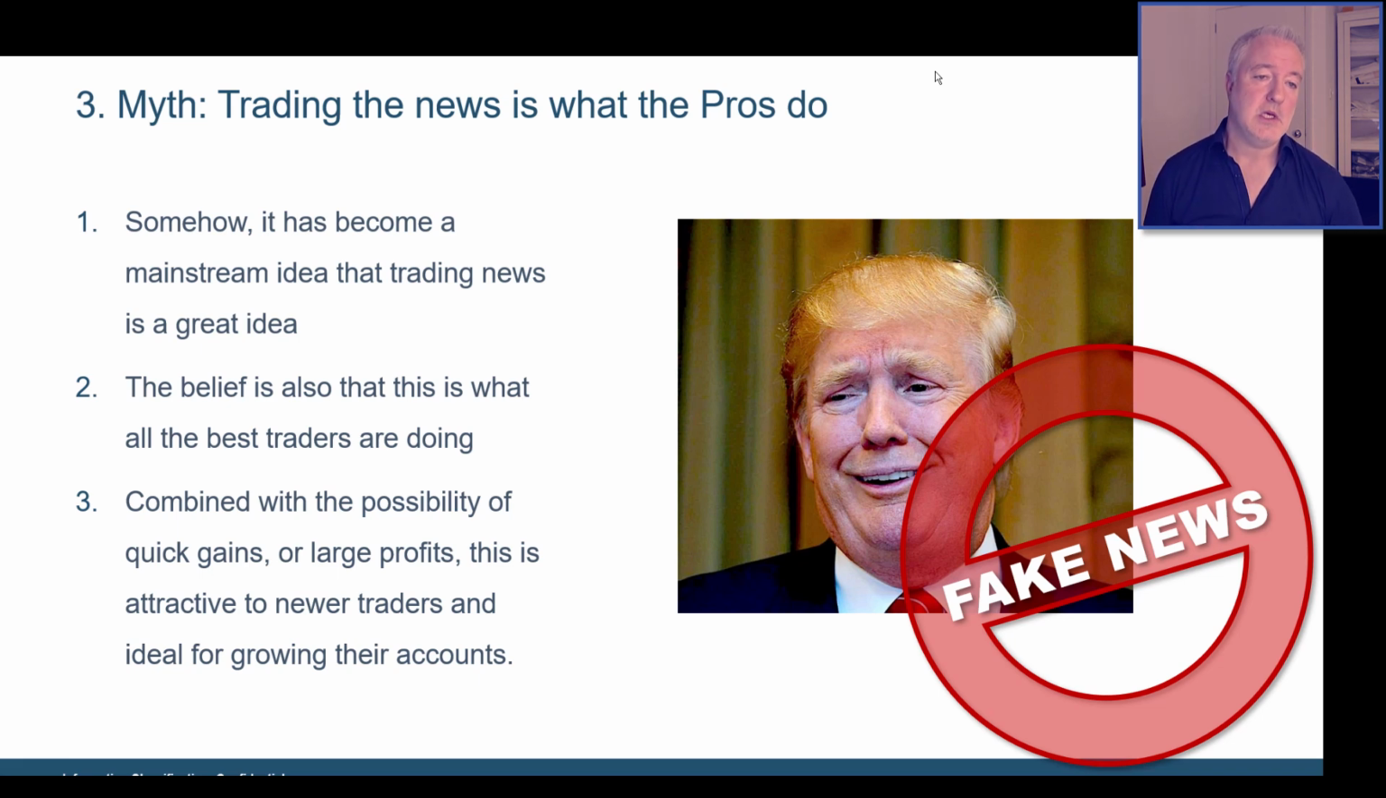So somehow it has become a mainstream or acceptable idea that trading the news is a great idea. Not only that it's a great idea, but that everybody is kind of doing it. It's a relatively active activity. The belief is also that this is what all the best traders are doing. This is not necessarily always said, but it's implied for newer traders that this is something you should be participating in.